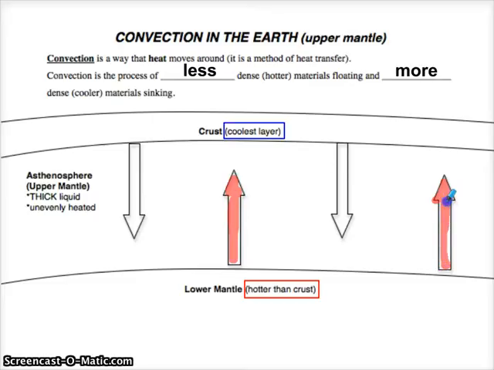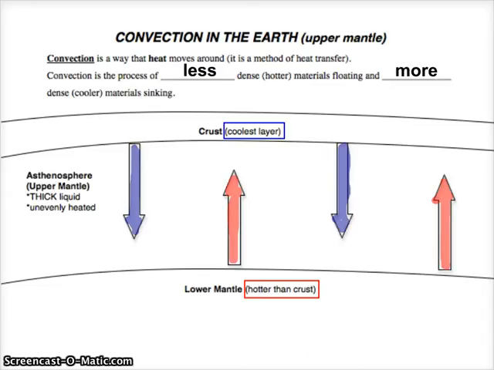Please do the same on your notes. And then we're going to color the down arrows blue because those are cooler areas that are sinking. Okay? And whenever you think about convection, that's the best place to start. Figure out where it's hotter and where it's cooler so you know where material's rising and where material's sinking.